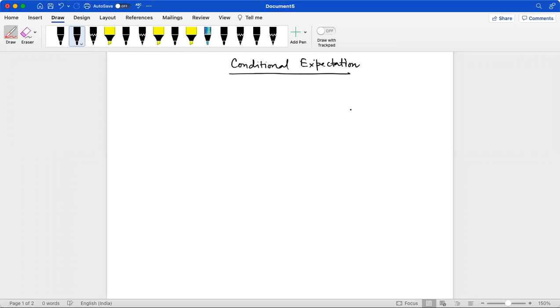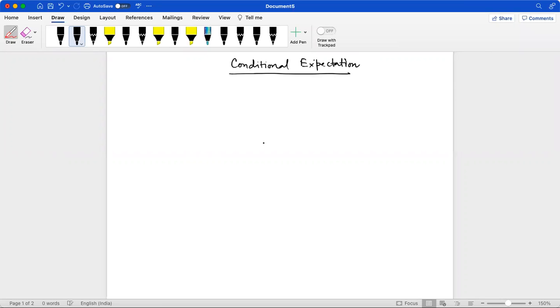So today's lecture is on conditional expectation. This is a very important concept. It is mainly used in inference theory and in statistics. So what is conditional expectation?